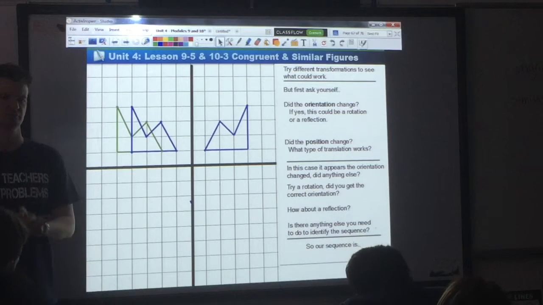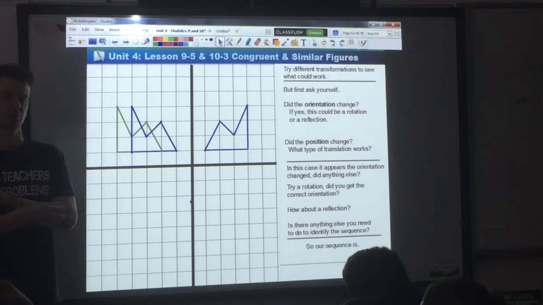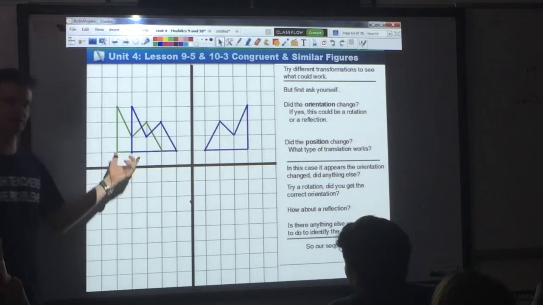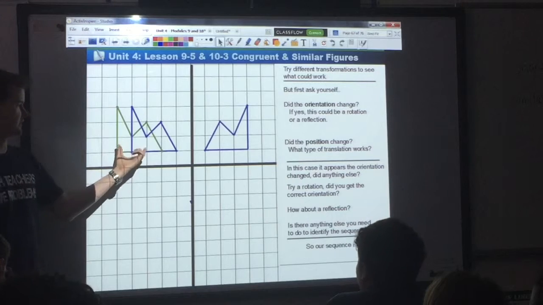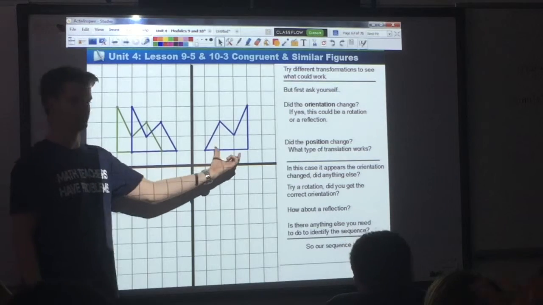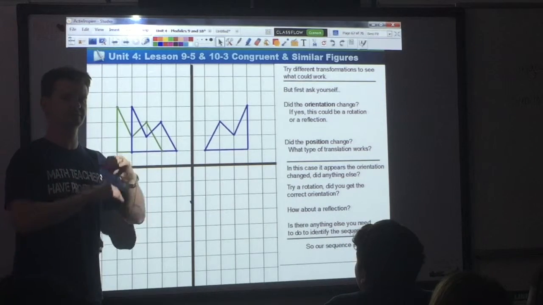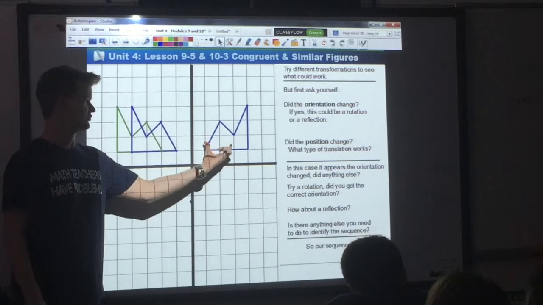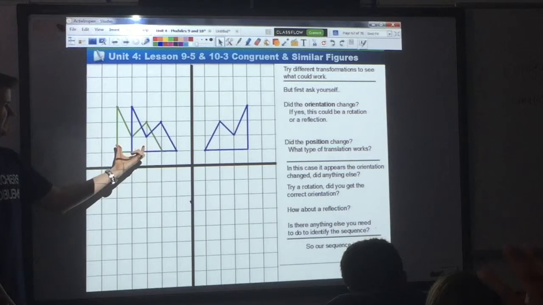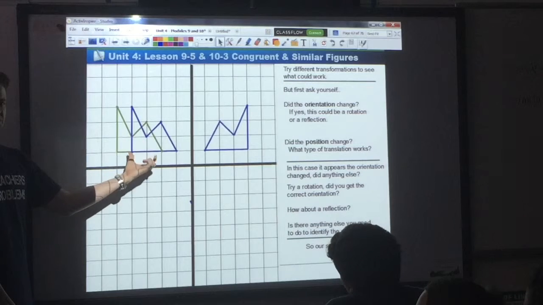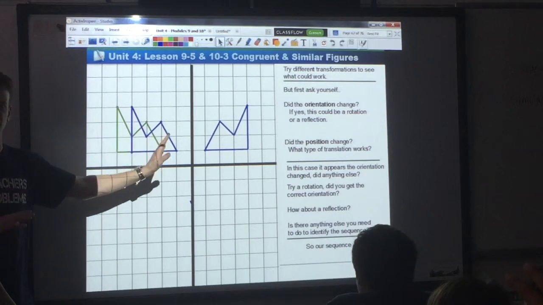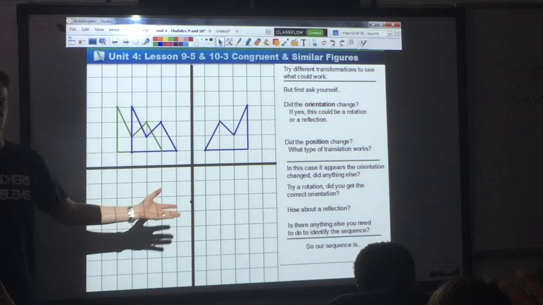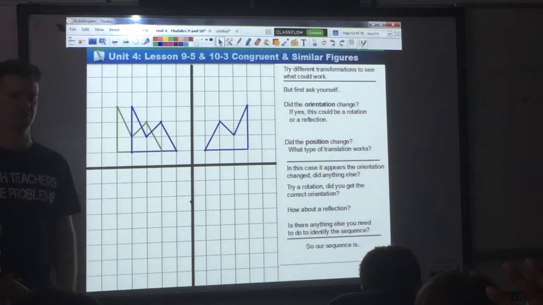Emily, what's your question? Why was the green one the pre-image? The green one is my image. We're trying to figure out how to turn the blue into the green. This tells us where we need to end up, and this tells us where we started. So we're trying to identify a sequence of transformations that will put the blue one in the exact same position, the exact same orientation as the green one. So the green one kind of gives us our goal. It's like the finish line. That's the start, that's the finish. You're trying to run to the finish line.